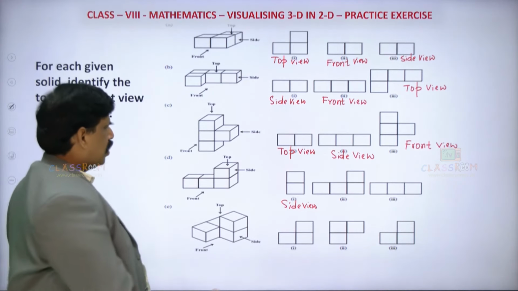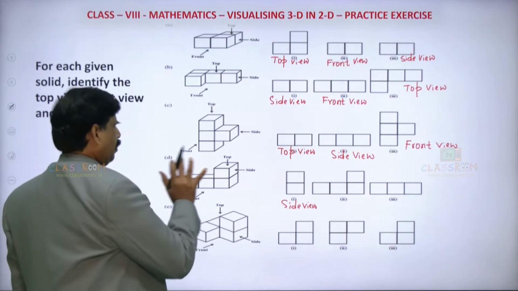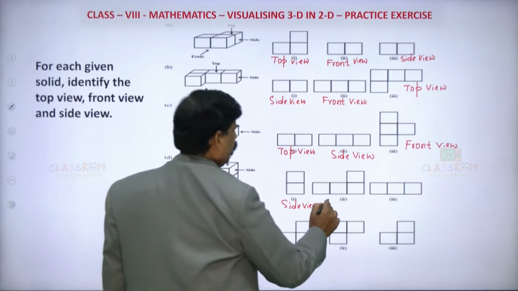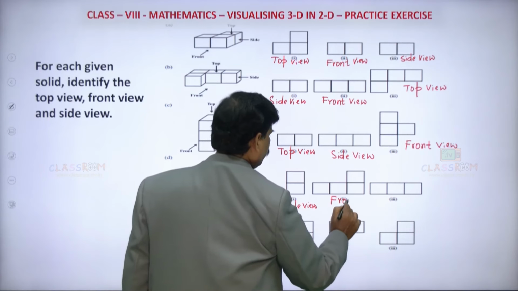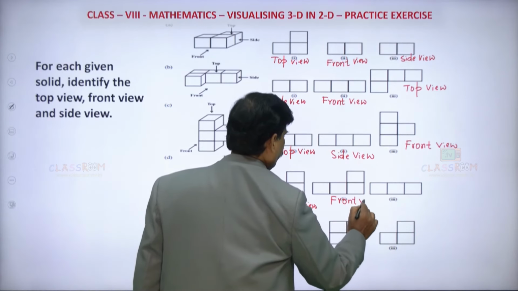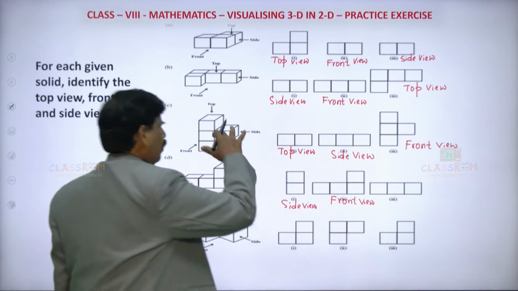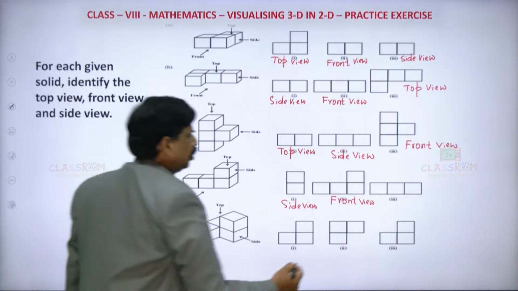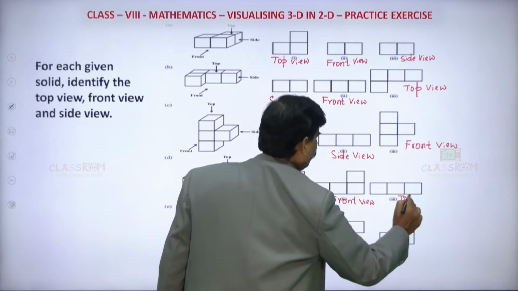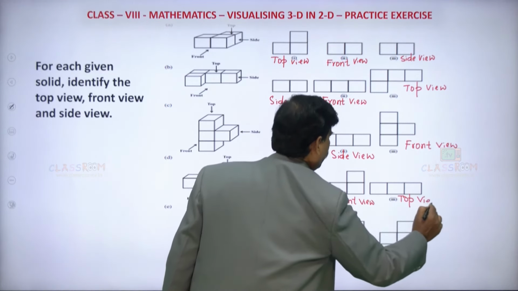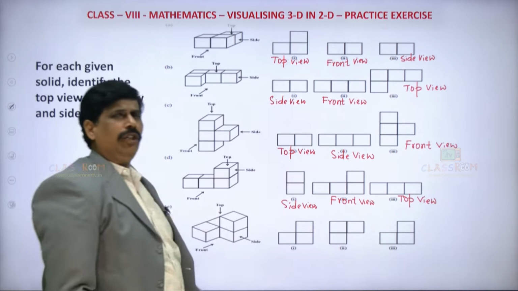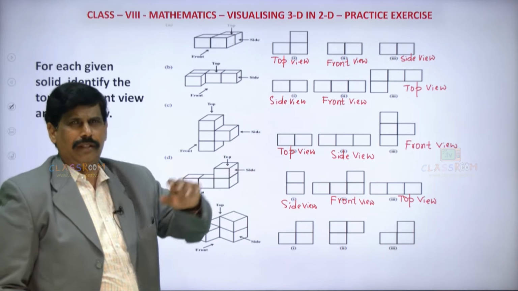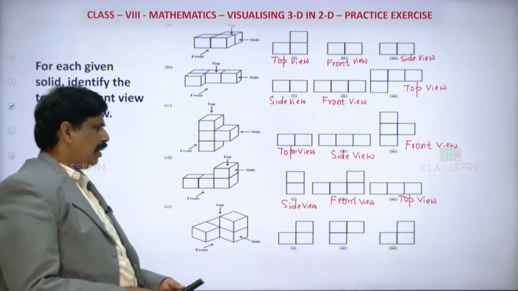And what about this? See, if we look from the front, we are able to see these three boxes and one more here. So this is going to be the front view. And obviously, when we look from the top, we could see this, this and this. So three boxes we can see, that is a top view. Just try to imagine the diagram in your mind, when we look from the top, what we are going to see. Look at the next one here.